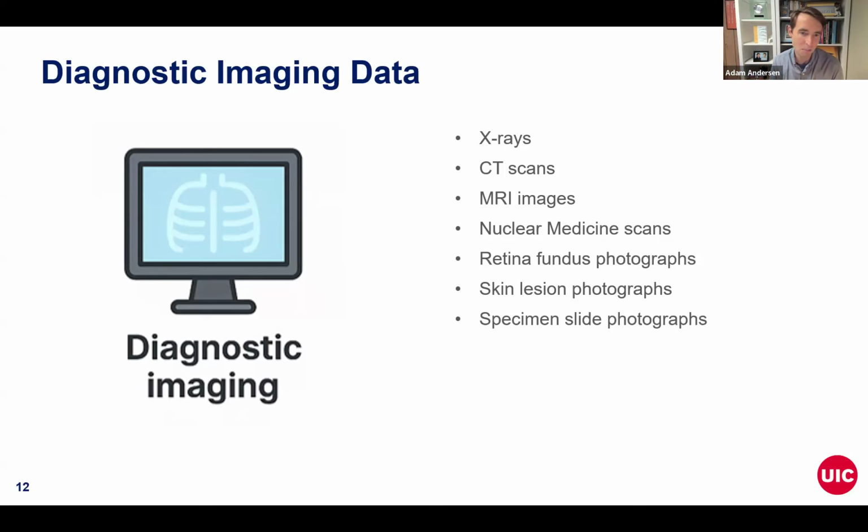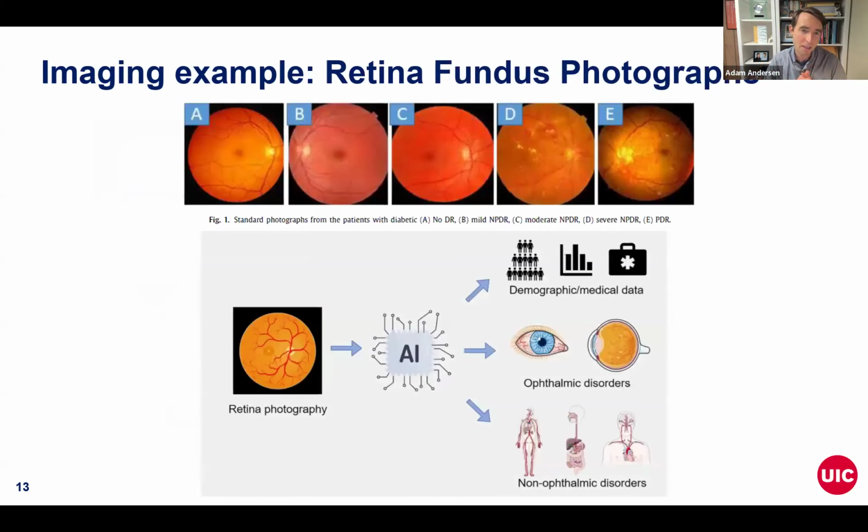So the power of these AI models is really amplified because these data sets are so large. And now I'm just looking at the chat. Oh, okay, good. Nothing there. So where has this been applied? I mentioned retina fundus photographs.